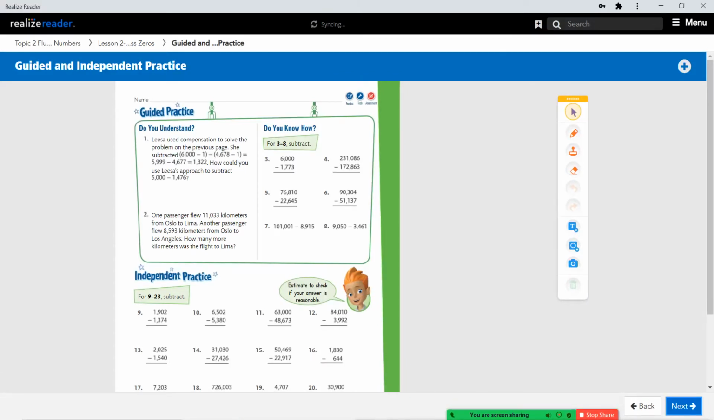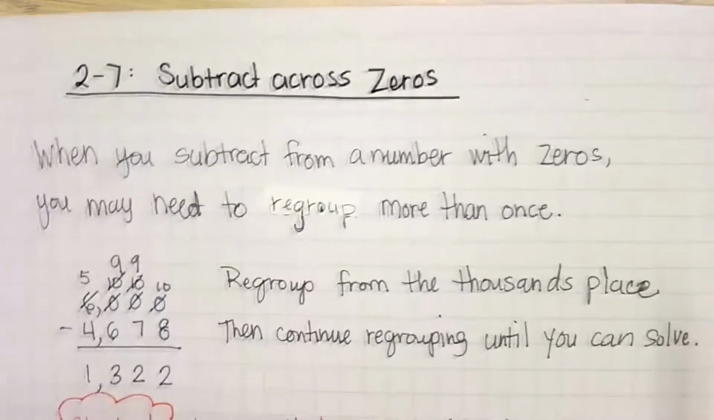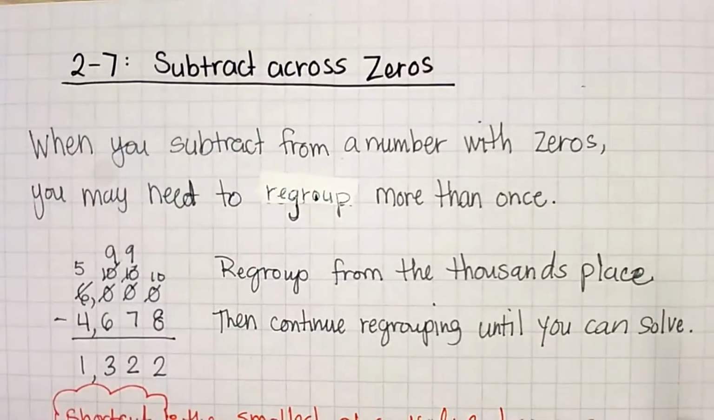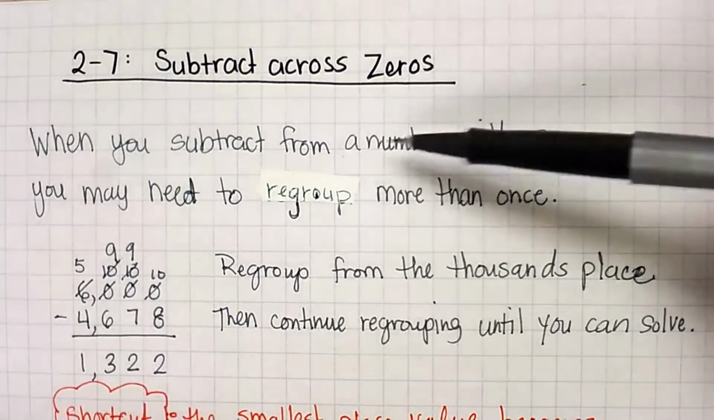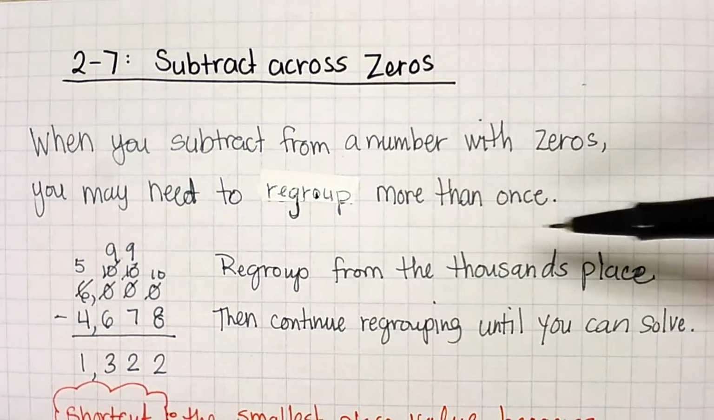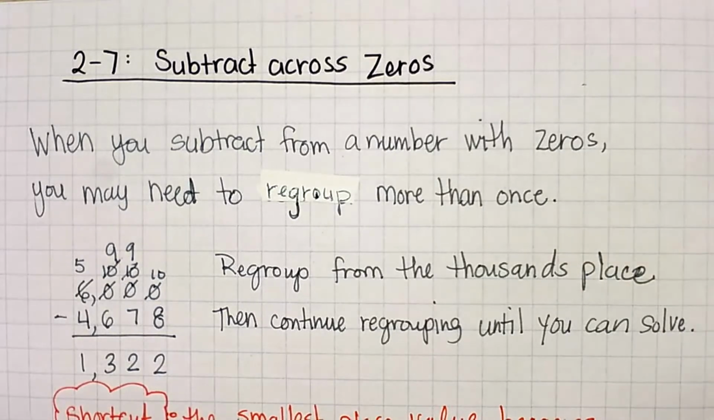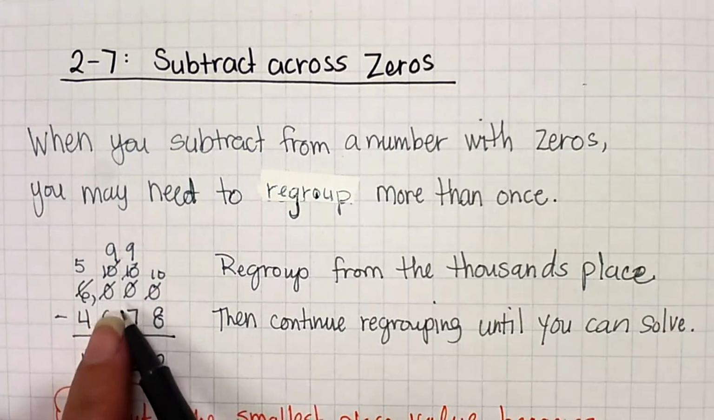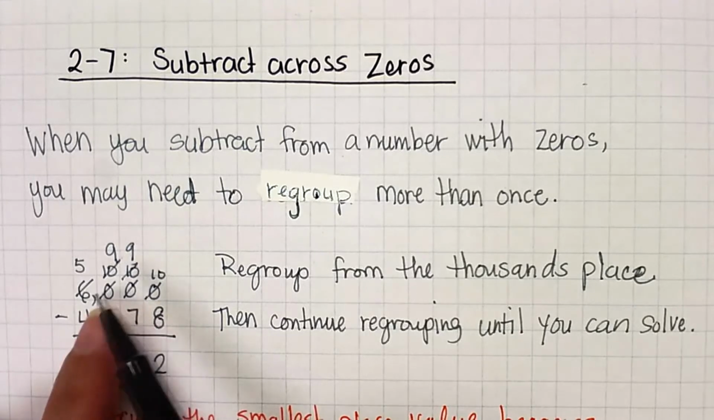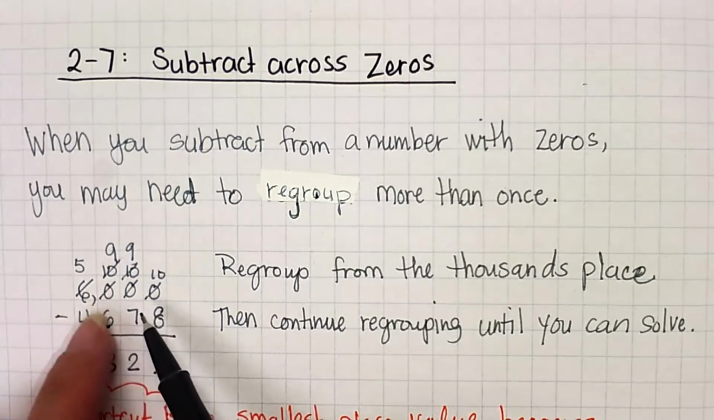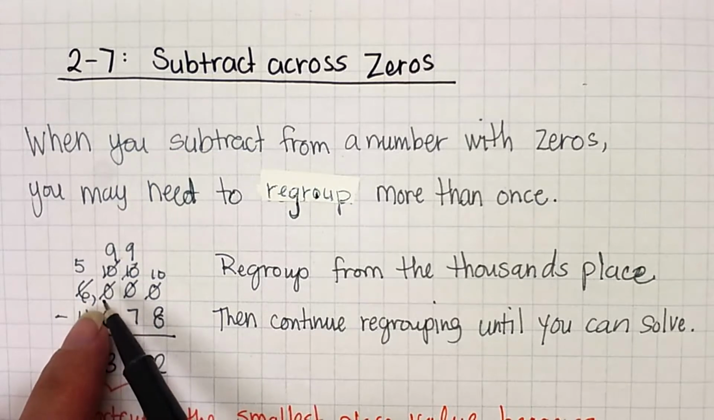Okay, now before we get into our guided practice, we're going to go over some of our notes regarding how to regroup across zeros. Some of the things that we picked up while we were listening to our lesson: when we subtract from a number that has zeros, you may need to regroup more than once. So if we have a number that starts way out in the thousands place, we have to regroup from the largest place values if the other ones are 0 and work from there.